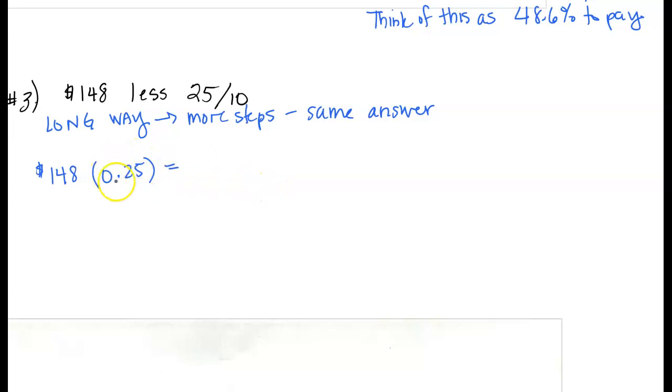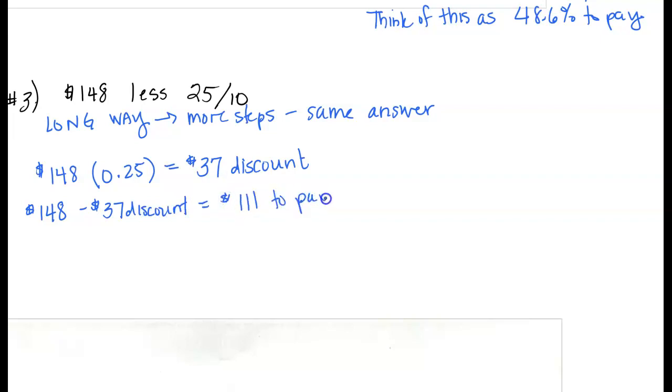So I would take my 25% decimal, which is 0.25, times 148, and I get a $37 discount. Well, that $37 discount is discounted from the $148, so we would take $148 and subtract the $37 discount, and that gives us $111 to pay. But then they're offering you that second discount. So let me write, now we have a second discount.